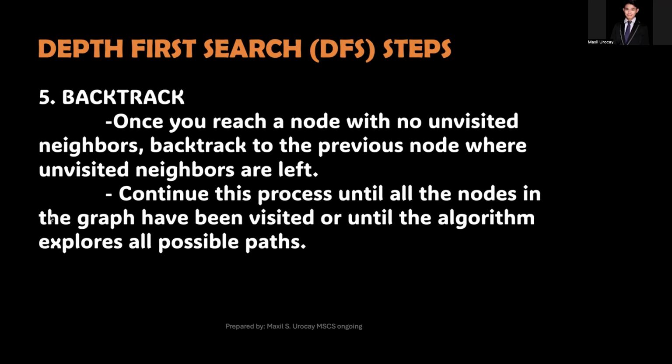Continue this process until all the nodes in the graph have been visited or until the algorithm explores all possible paths. In this case, you have to make sure that you were able to explore first in that particular hierarchy before you go back. If you are already at a dead end in that particular path or graph, you must go back to the previous path and check if there is another element that you can check. Then you have to terminate the search.